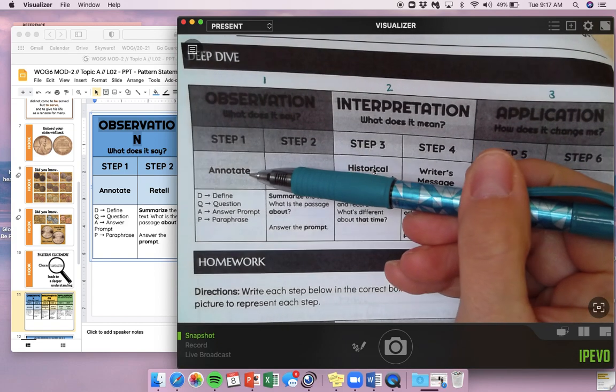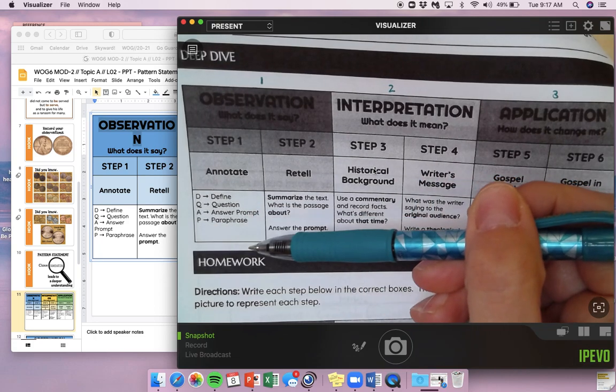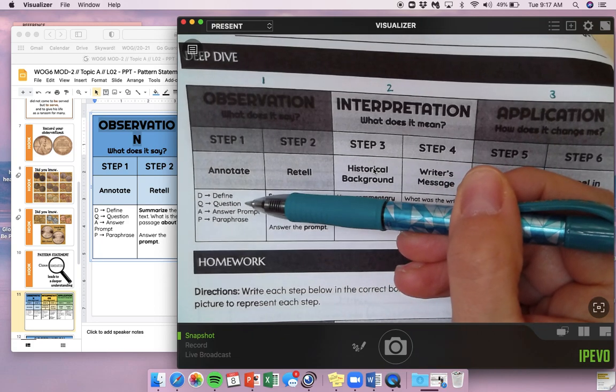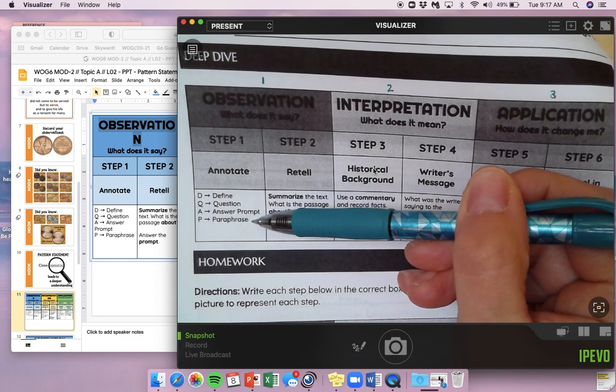Step 1 is annotate. You guys know about annotating. You know annotating is marking the text. But we're going to use these 4 pieces of annotation as we go along this year. We're going to define words. We're going to ask questions. We're going to answer a specific prompt. And we're going to paraphrase.